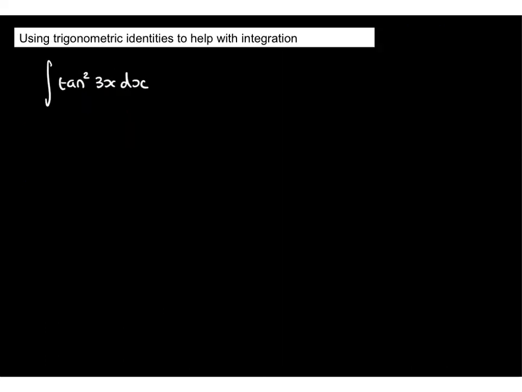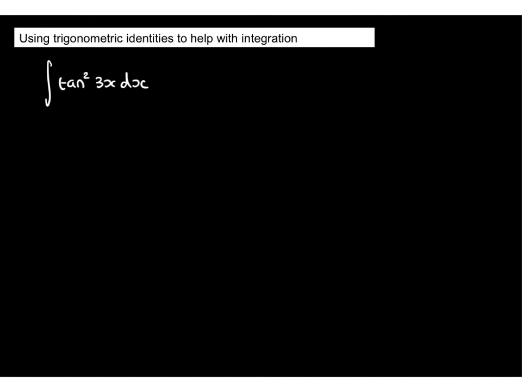So we'll finish this lesson by looking at how we can use trigonometric identities to help us with integration. So we're moving away slightly from the integration by substitution processes. Now, we're going to integrate tan squared 3x. And you might be thinking, well, how can we integrate tan squared when we don't know how to integrate tan?